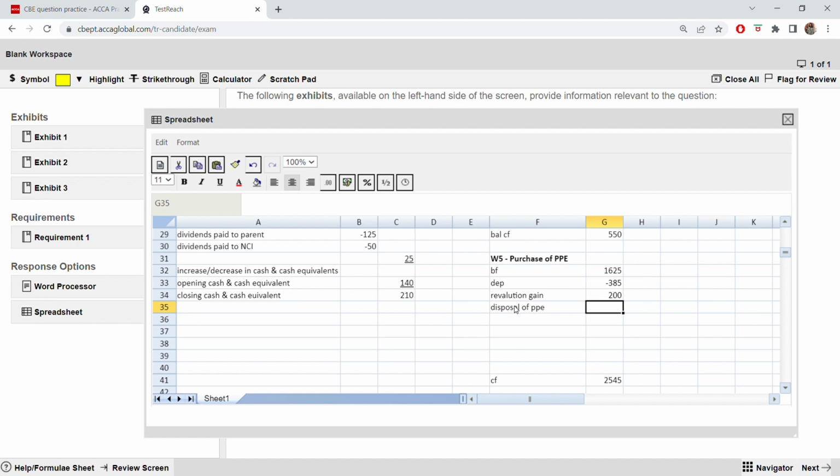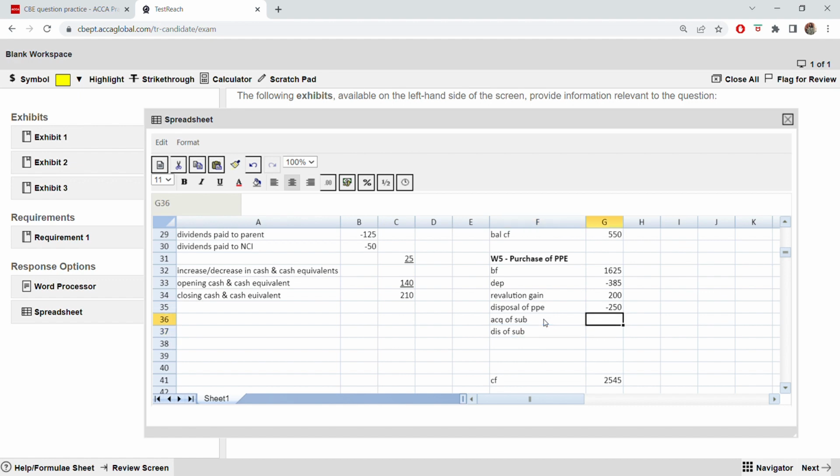250 worth. Okay, the carrying amount of disposal is 250. This has to be minus 250 because there's no PPE any longer. Then we have acquisition and disposal of subsidiary, because there also you have PPE under that. That's why.